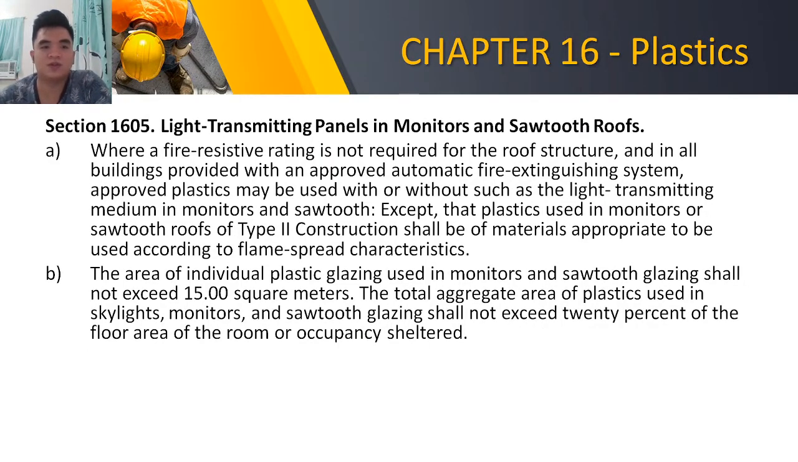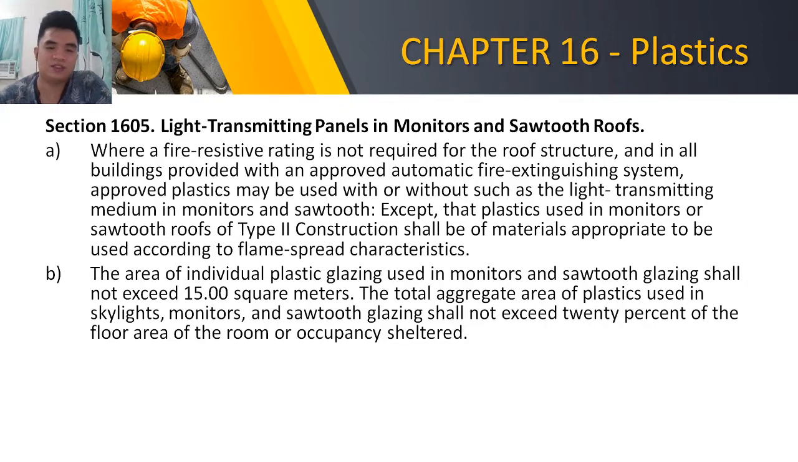Next is section 1605, the light transmitting panels in monitors and sawtooth roofs. Where a fire resistive rating is not required for the roof structure, and in all buildings provided with an approved automatic fire extinguishing system, approved plastic may be used as the light transmitting medium in monitors and sawtooth roofs, except that plastics used in monitors or sawtooth roofs of type 2 construction shall be of materials appropriate to be used according to flame spread characteristics.